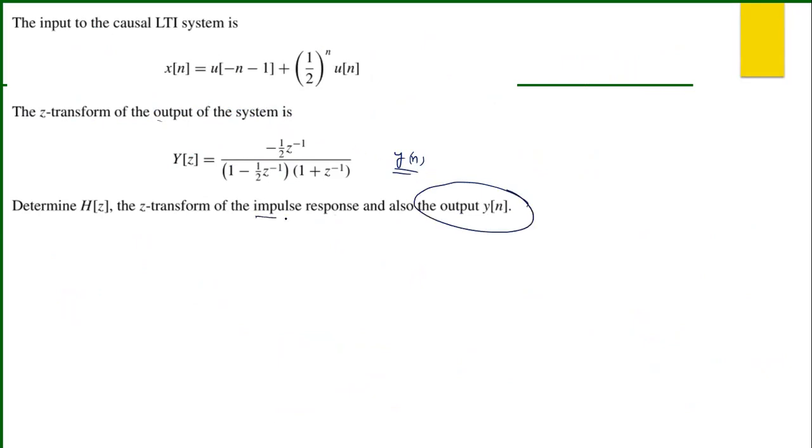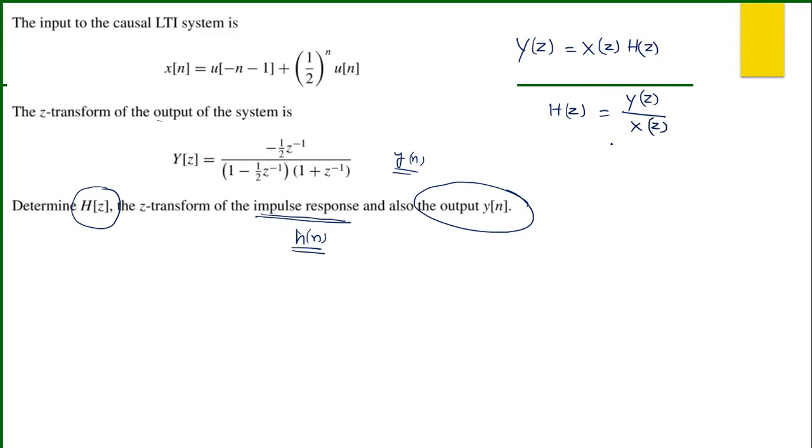But here one more question, they ask impulse response. Impulse response means h[n] you need to calculate. So how do we calculate h[n]? From the H(z). So what is output? Y(z) is equal to X(z) into H(z). So from here, what is H(z)? H(z) is nothing but Y(z) by X(z). You need to calculate Y(z) by X(z) to find the H(z).